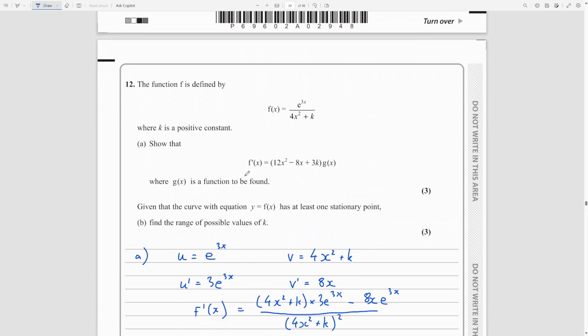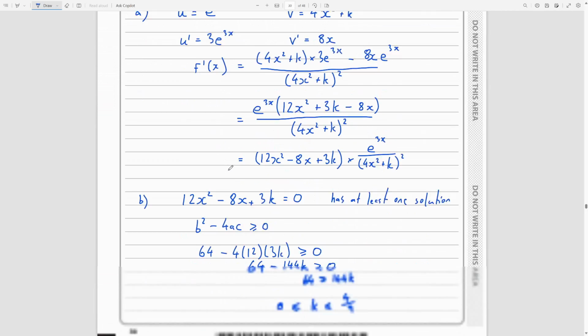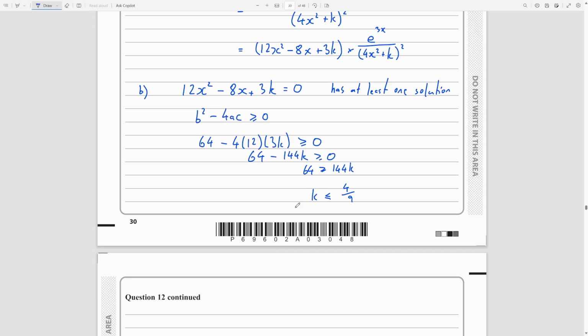But take a look here. It also says that k is a positive constant, so it's not just that, it's also that k is greater than 0.